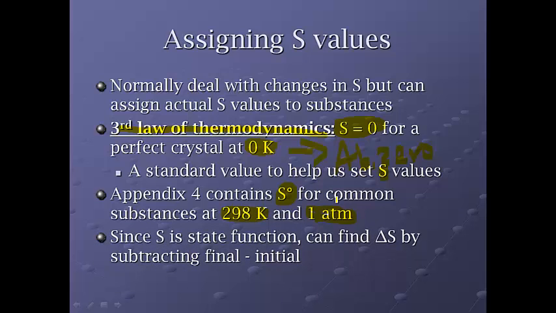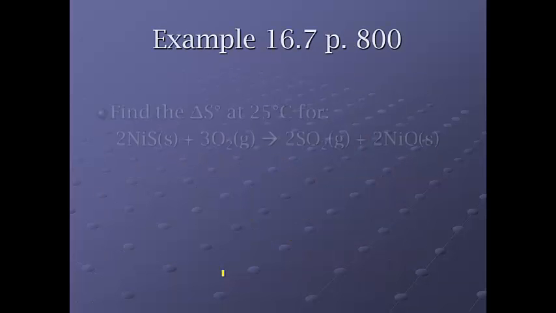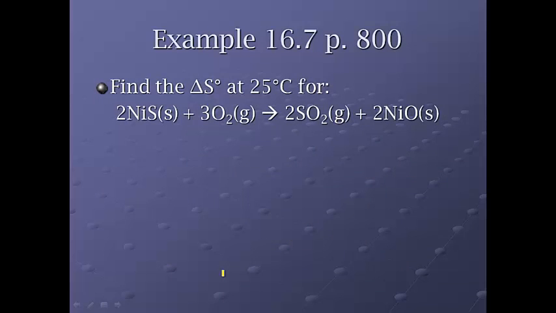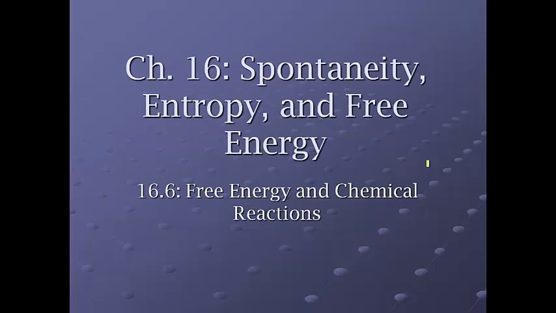Since S is a state function, we can simply subtract it and find from final minus initial and get the answer. So here we have another one of our sum problems that we did before. Since we've already done these, you can find one on page 800 that you can look up. It's plug and chug just like we did back in delta H and some of those reactions. Here's 53, 205. You plug it in for delta S and you're good to go, and you get negative 149 joules per Kelvin. Remember, when we do these, this is products minus reactants. That's probably the biggest thing, and these would be numbers that would be given to you, but remember, for right now, you can find them in the back of the book.